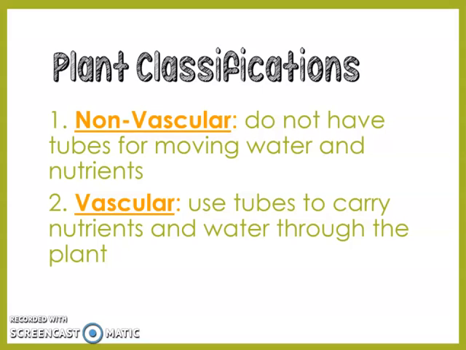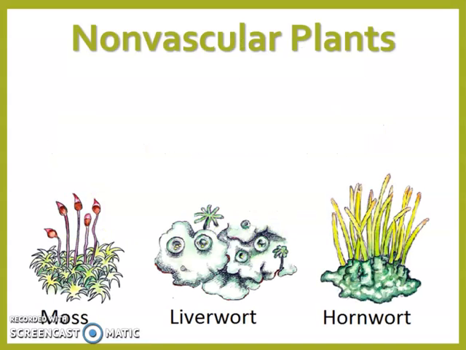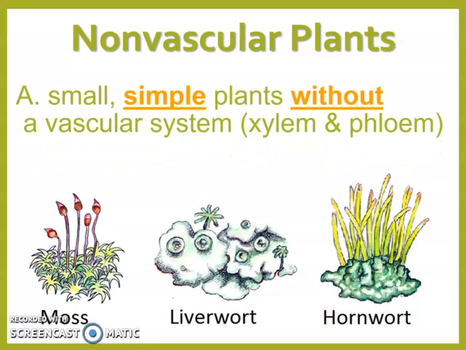We're going to start talking about the non-vascular plants first because they're simpler plants. They're smaller because they don't have those tubes. So flip to the next page in your packet and let's get started talking about these non-vascular plants. I want to start with a couple characteristics that are true of all non-vascular plants. They are going to be small, they're going to be simple, and they do not have a vascular system. And in parentheses, it says xylem and phloem because later this unit we will learn that xylem and phloem are the names of those tubes.